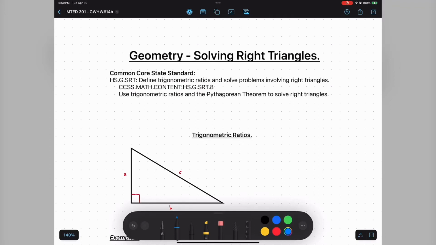Alrighty, welcome geometry students. Today we're going to be going over solving right triangles. So we're going to be using trig ratios as well as the Pythagorean theorem to solve right triangles.